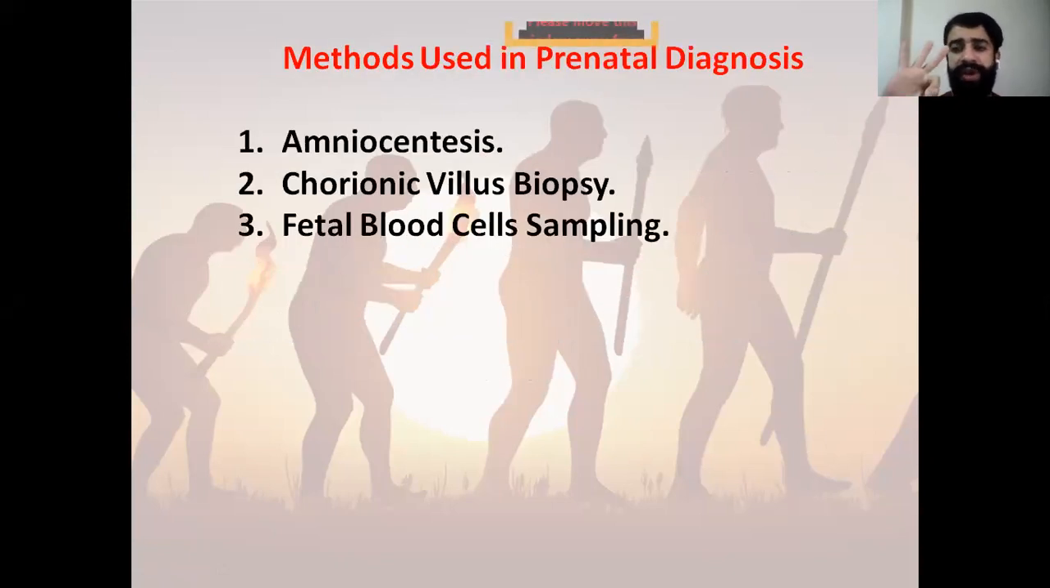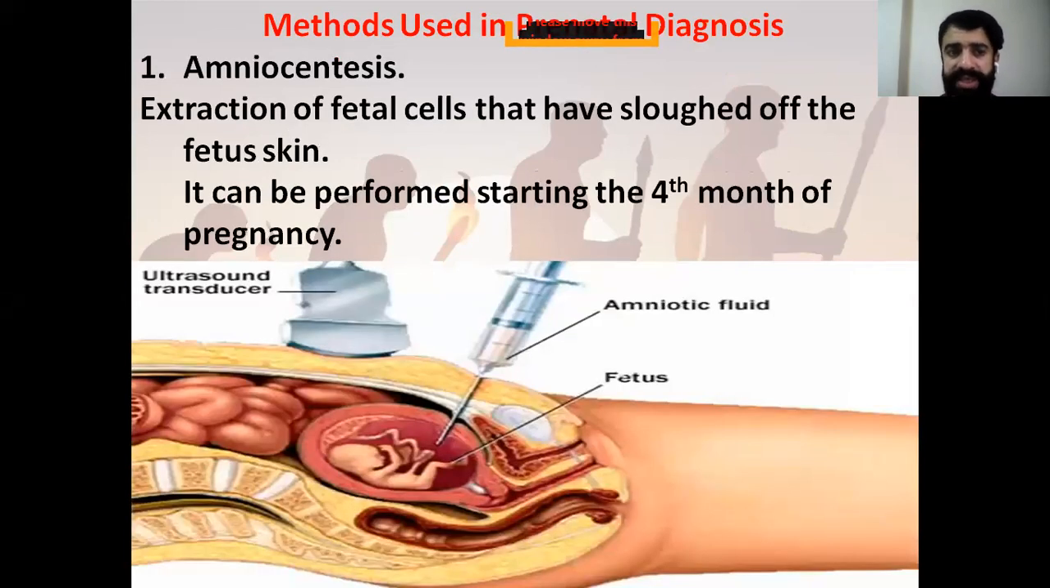We said we have three methods to detect these diseases or abnormalities. The first detection method is called amniocentesis. The second one, chorionic villus biopsy. And third, fetal blood cells sampling. We said that amniocentesis is the extraction of fetal cells that have sloughed off the fetal skin. This process can be performed starting from the fourth month of pregnancy, meaning after 4 months of pregnancy.